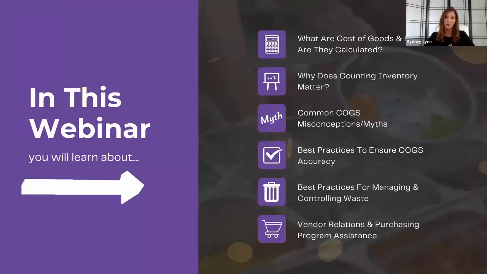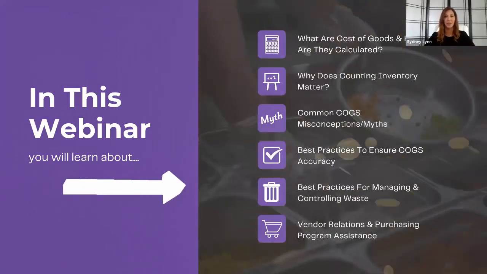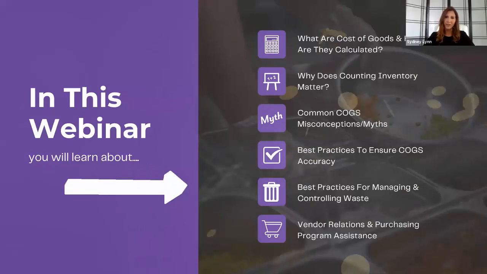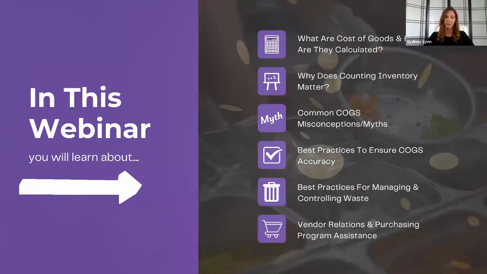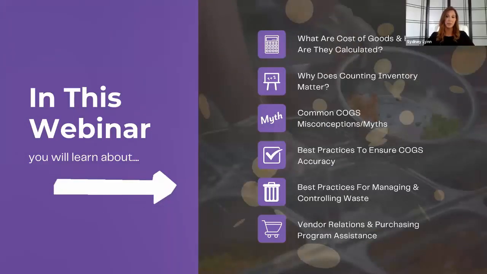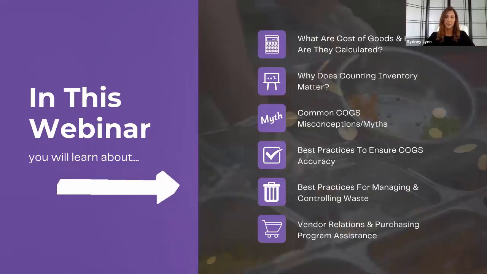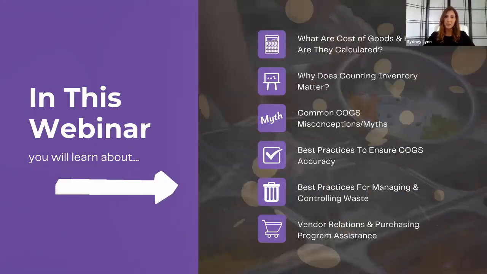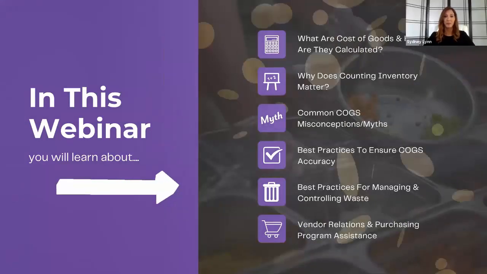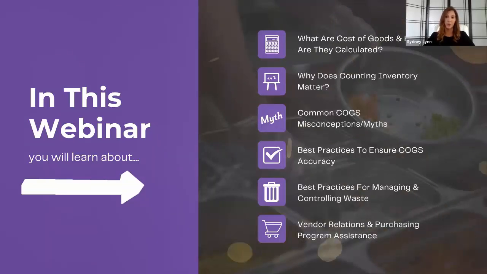So we're going to be touching on a few items. First and foremost, what are cost of goods and how are they calculated? We want to help you understand why counting inventory really does matter. We're going to discuss some common misconceptions and myths around factors that are affecting your cost of goods. We're also going to review best practices to ensure cost of goods accuracy, as well as for managing, controlling, and reducing waste. And finally, why vendor relations and purchasing programs can assist your overall costs.